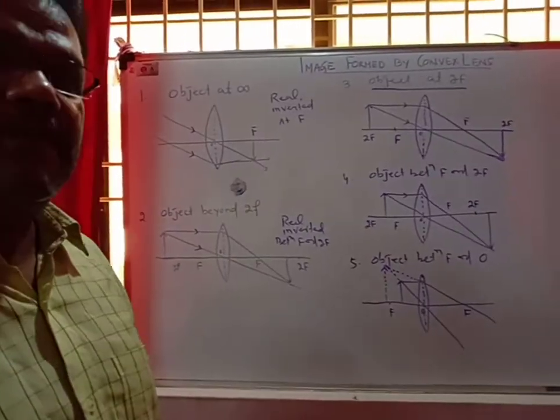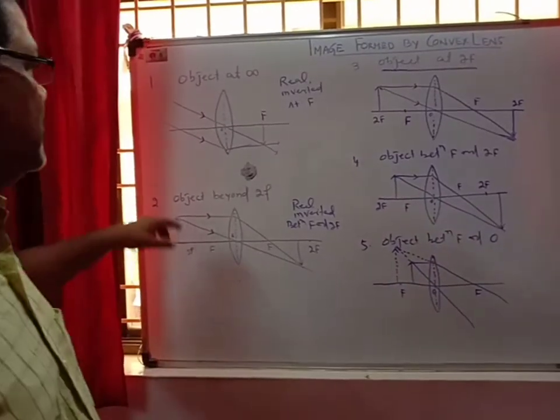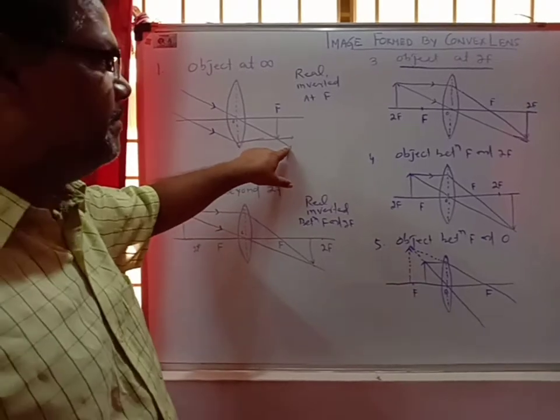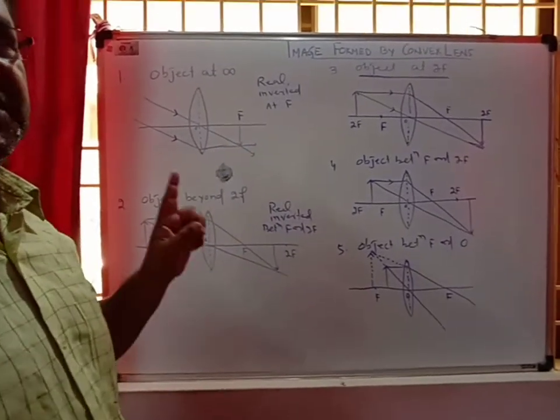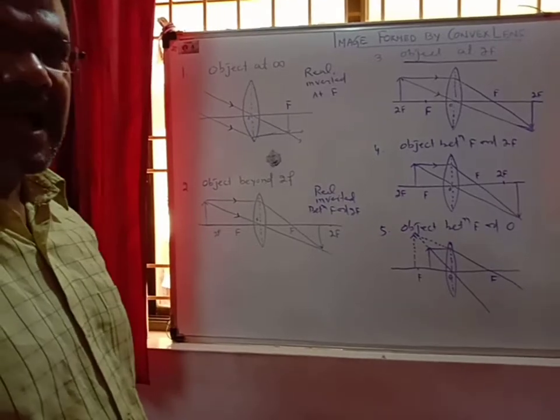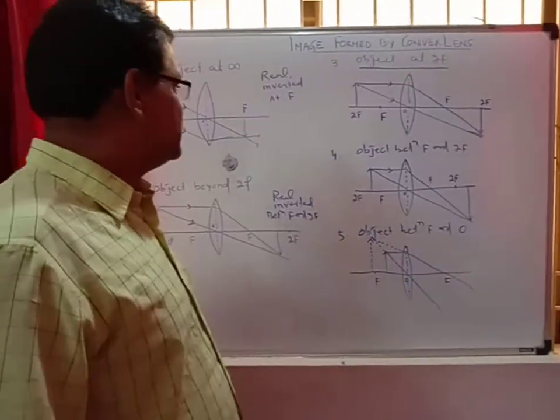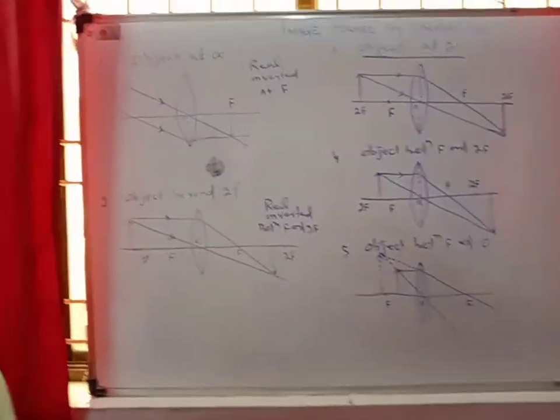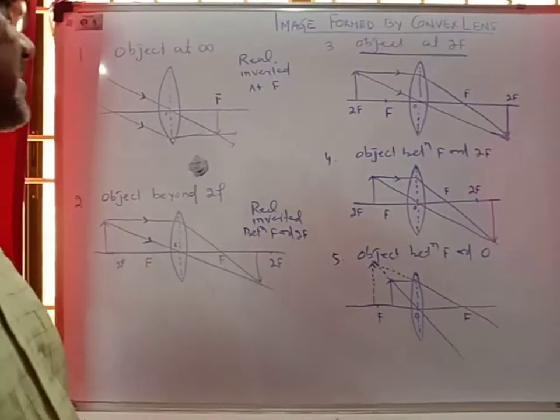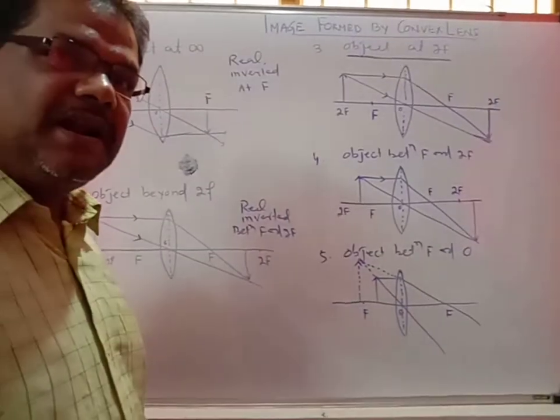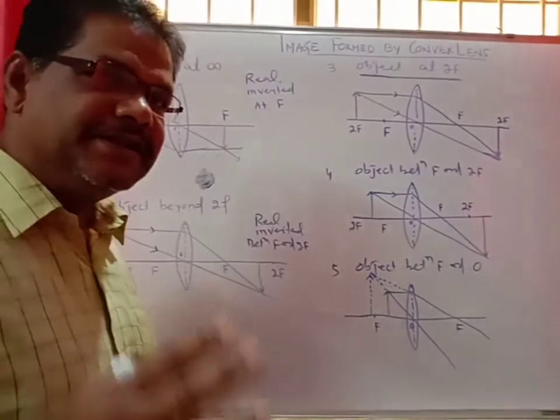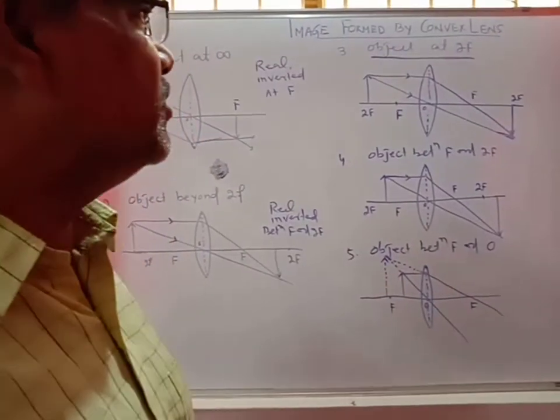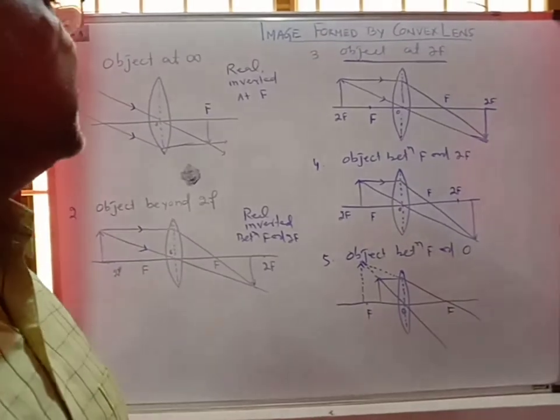What are the rules? You know from the lens that the ray which is passing through the optical center remains undeviated, and the ray which is parallel to the principal axis after refraction passes through the principal focus. The ray which is passing through the principal focus after refraction becomes parallel to the principal axis. These are the three rules for the rays that you have to remember, and accordingly you can draw the ray diagram for the convex lens.